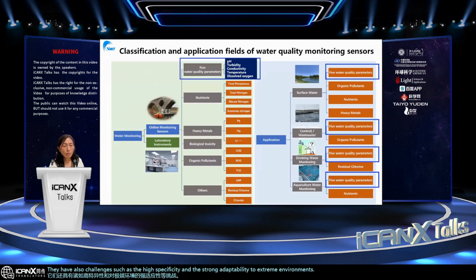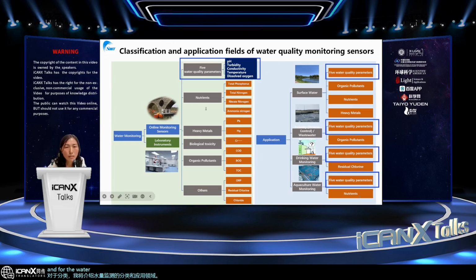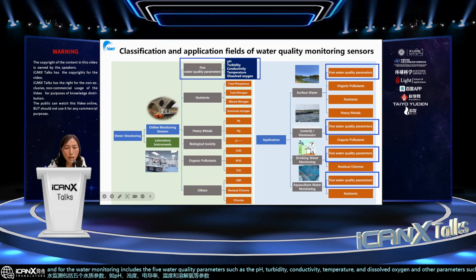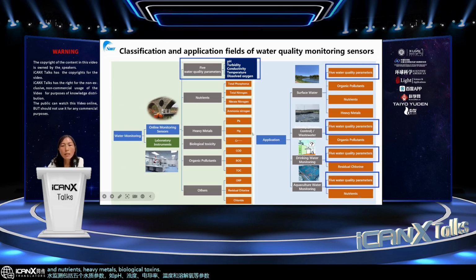environments. Next, I will introduce the classification and application fields of water quality monitoring. Water monitoring includes 5 water quality parameters, such as pH, turbidity, conductivity, temperature, and dissolved oxygen, and other parameters such as nutrients, heavy metals, biological toxicity, and so on. The sensors usually have applications in surface water, industrial wastewater, and drinking water, and so on. However, they all include the 5 water quality parameters.